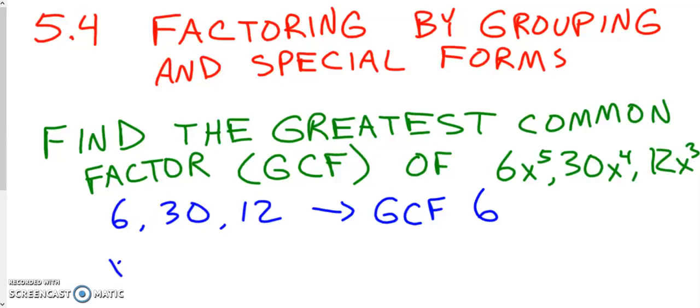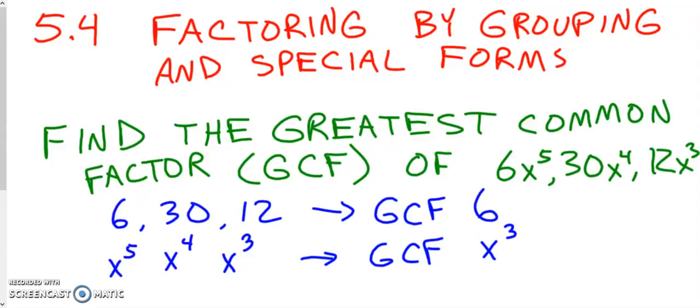Then you have to look at x to the 5th, x to the 4th, and x cubed. Basically, you're looking for the biggest number of x's that goes into all three of those. So that would be x cubed. And so the greatest common factor between these would be 6x cubed, because you put together the 6 and the x cubed.